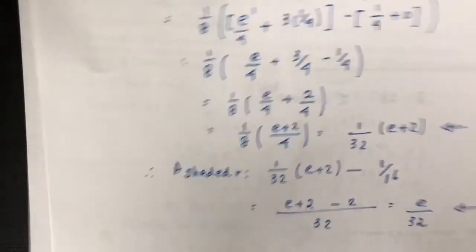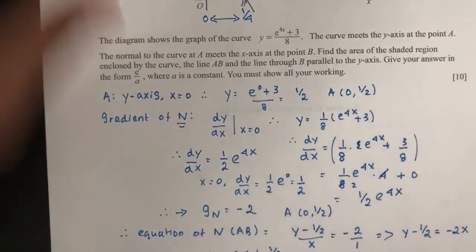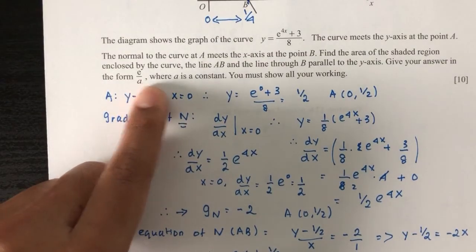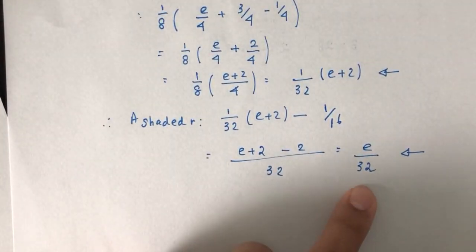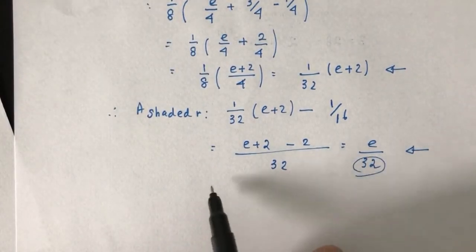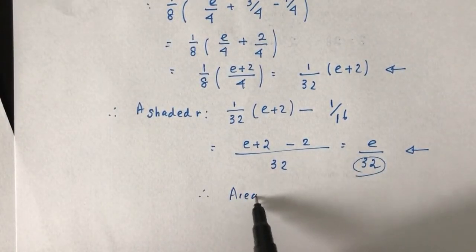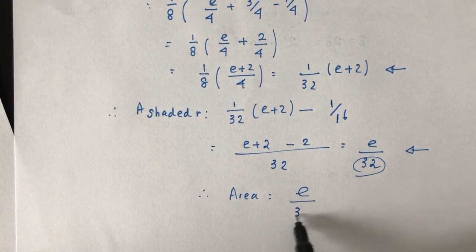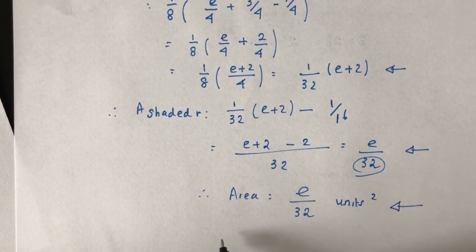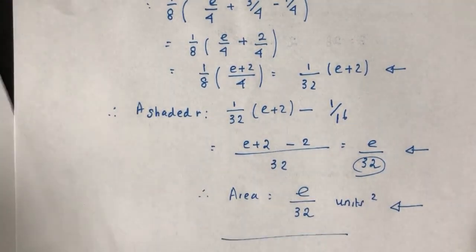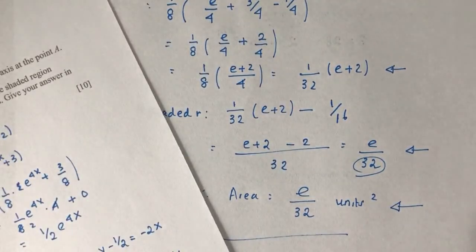As required, it says that we need to express our area as e over a, where a is a constant. So your area is e over 32, where 32 is a constant. So area is equal to e over 32 units squared. That will be your question, part 11, and that's your answer.